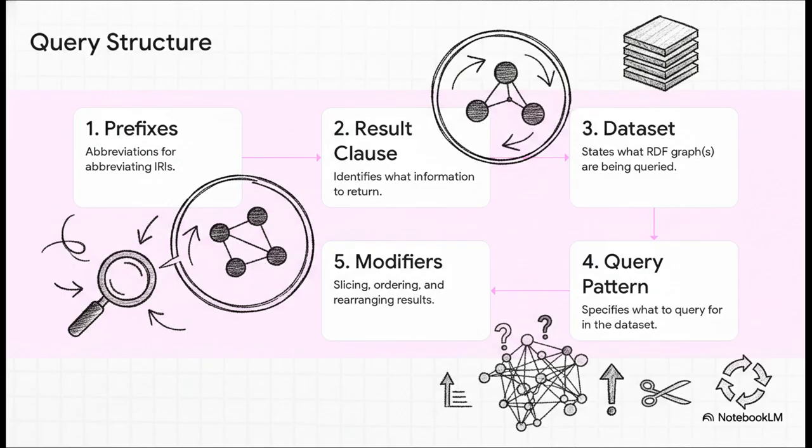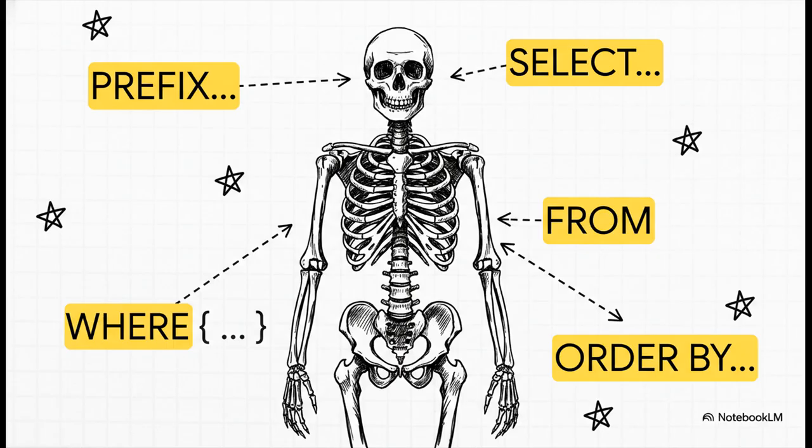The query pattern inside the where clause, that's the real heart of it. That's your actual question. And finally, you've got modifiers to sort, filter, or limit your results. And this is what that structure looks like. You can see it clearly here. You declare your prefix shortcuts, you select your variables, you say from which dataset, you define your pattern in the where clause, and then you can clean it all up with order by. This is the fundamental pattern you'll see over and over again.